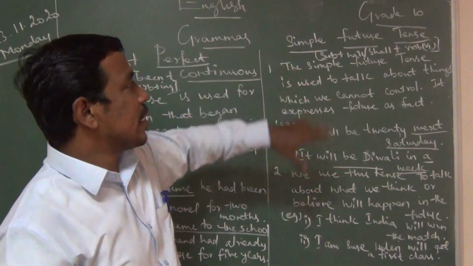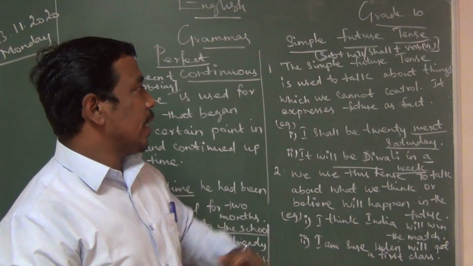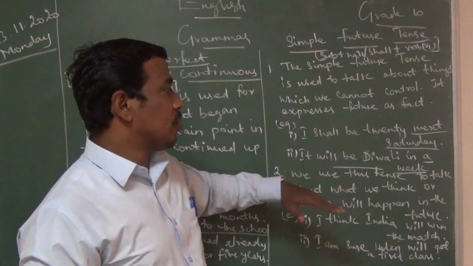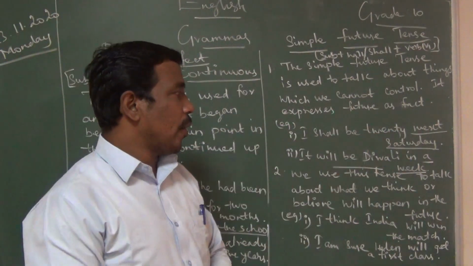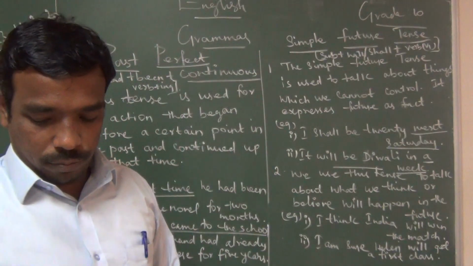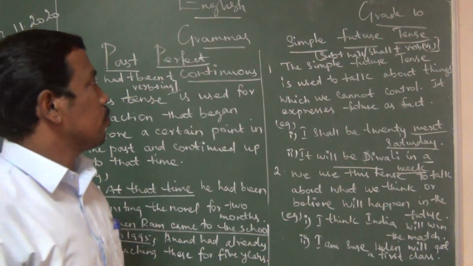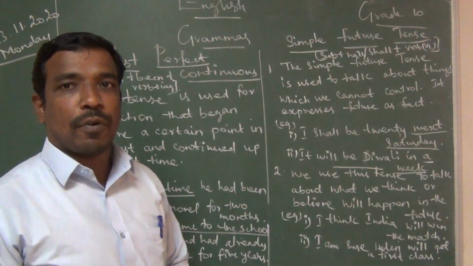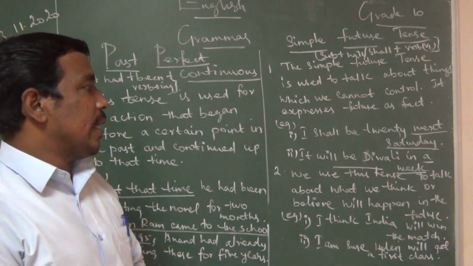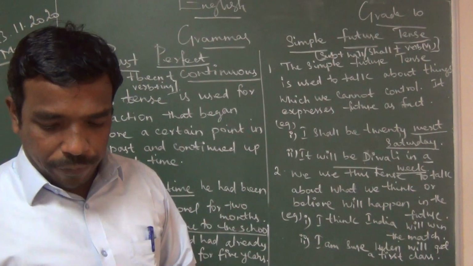So the first rule: the simple future tense is used to talk about things which we cannot control. It expresses future as fact. I shall be 20 next Saturday. It will be Diwali in a week. Okay, take down soon. Write fast. A little bit fast.